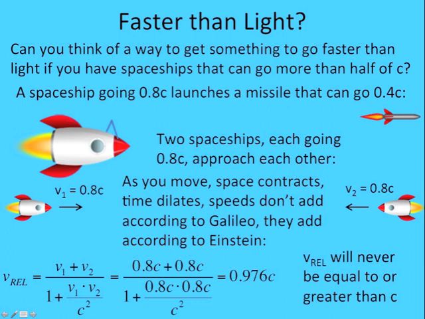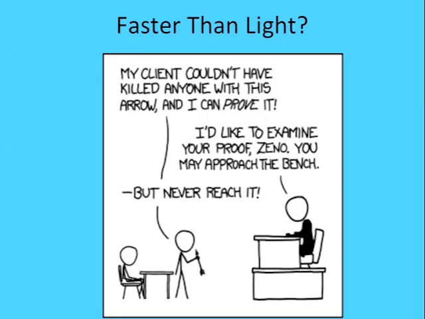What would be the velocity of the missile relative to us? 0.8 for this rocket ship, 0.4 for the missile. See if you can use this equation and figure it out. I'll give you the answer. Pause it. It's that. And so that concludes our look at special relativity.